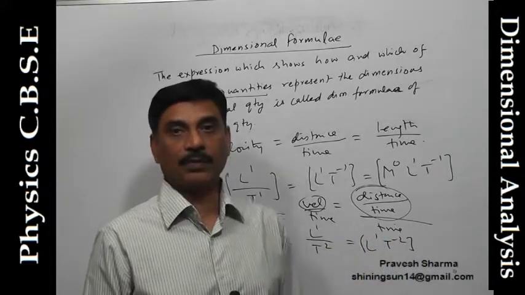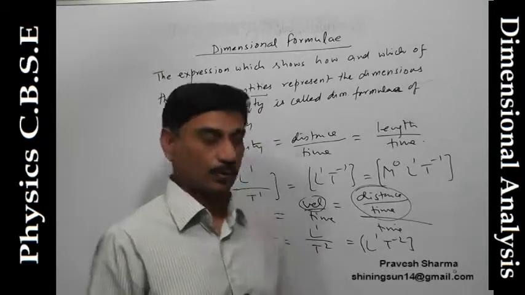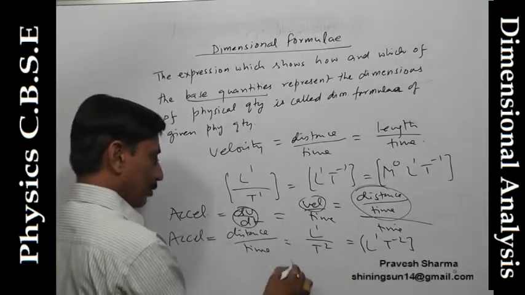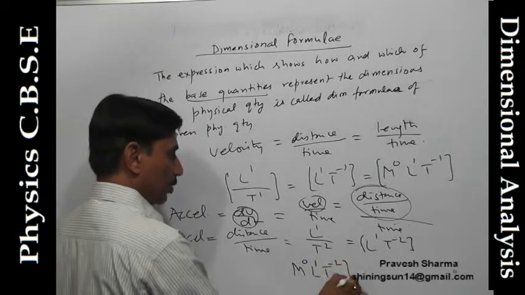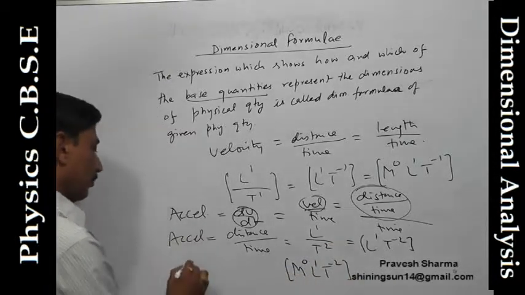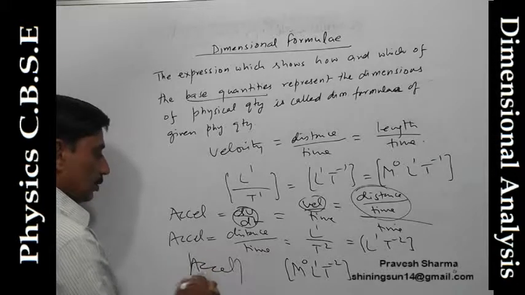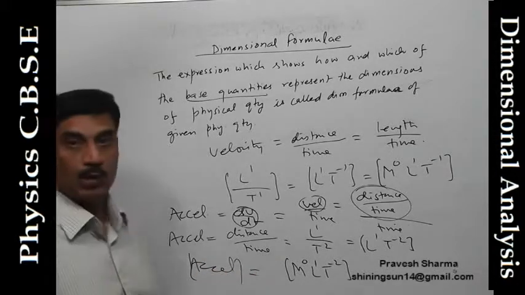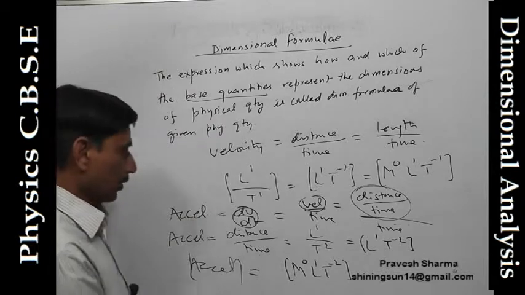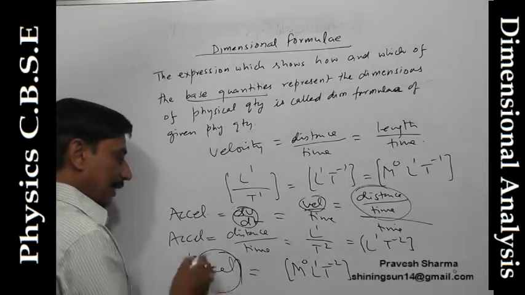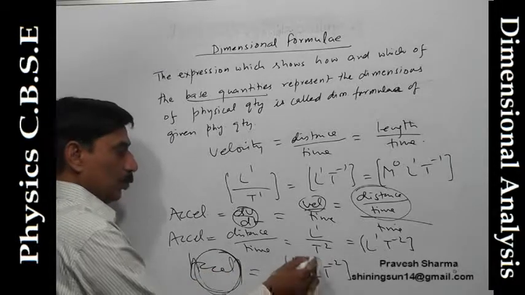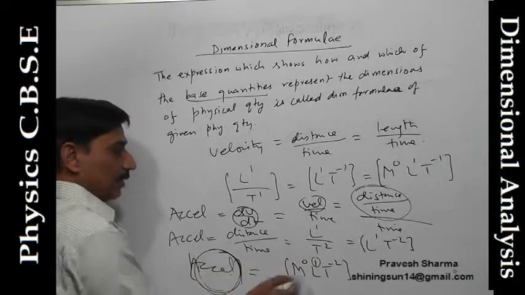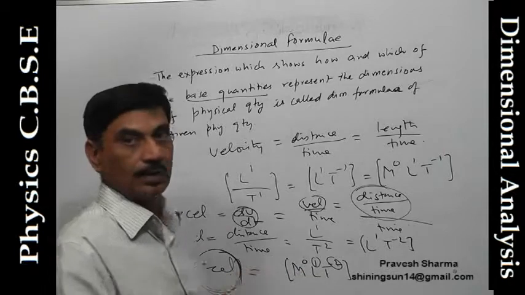We write the dimensional formula at least in terms of M, L, T and so on. So I have to write M also. Is there M in this? There is no M in this. So M0 L1 T minus 2 is the dimensional formula for acceleration. Or we can also say that acceleration has 0 dimensions in mass, acceleration has 1 dimension in length, and acceleration has minus 2 dimensions in time.